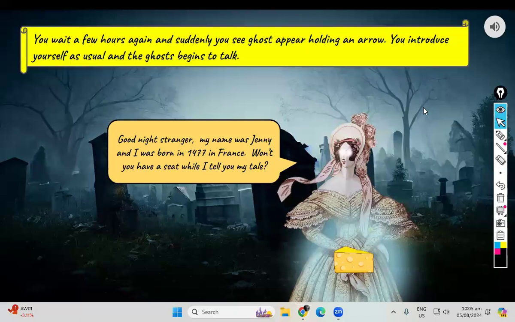So all right, here's another story now. We wait in the cemetery for a few hours again, and suddenly you see another ghost appear, holding an arrow. But it's supposed to be a block of cheese. Sorry, this is supposed to be cheese. So introduce yourself as usual, and the ghost begins to talk. This ghost is Jenny, and she's from 1477 in France.